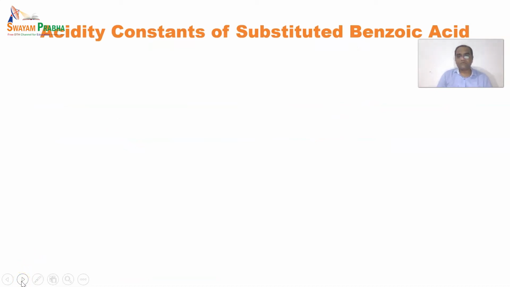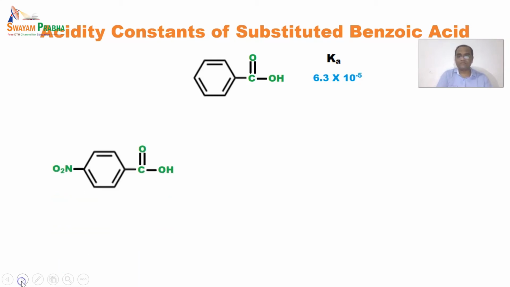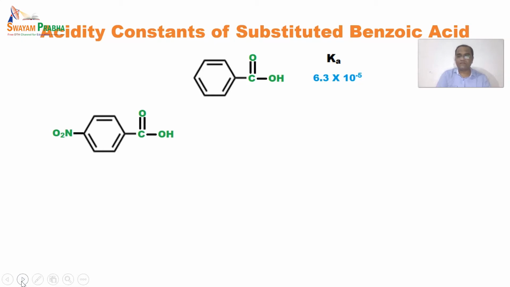We will see some acidity constants of substituted benzoic acids as well as benzoic acid. So K is an acidity constant. Whenever an acid dissociates, the strength of the acid is determined by K. Benzoic acid has a value of K that is 6.3 × 10^-5.